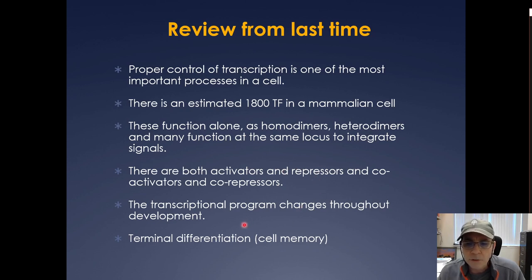I also mentioned that the transcriptional program changes throughout development, and we'll look at an example of that today. Eventually you get to the point of terminal differentiation, and that's cell memory. That's when a cell has been committed to a certain cell type, and it exists as that cell type for its entire existence.